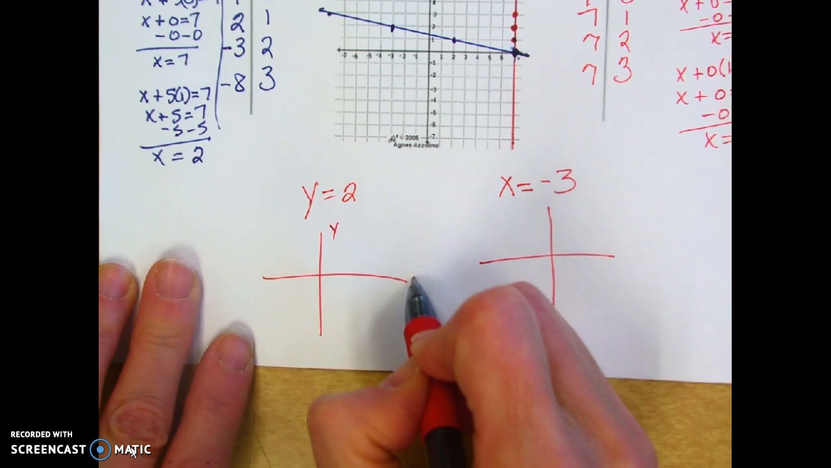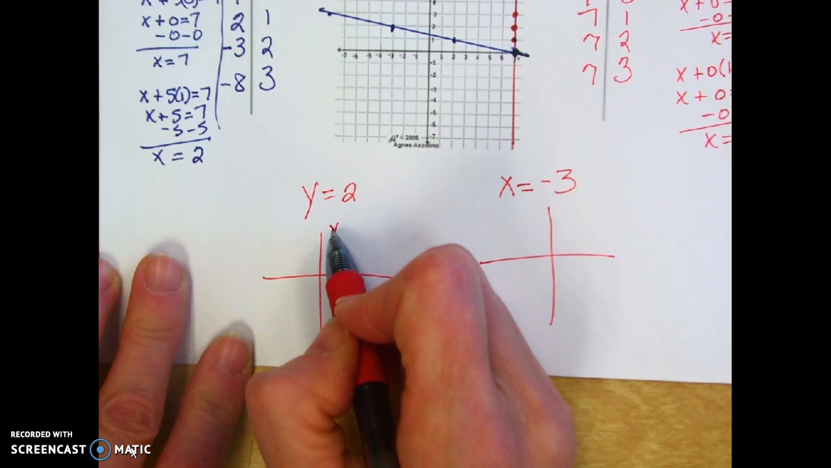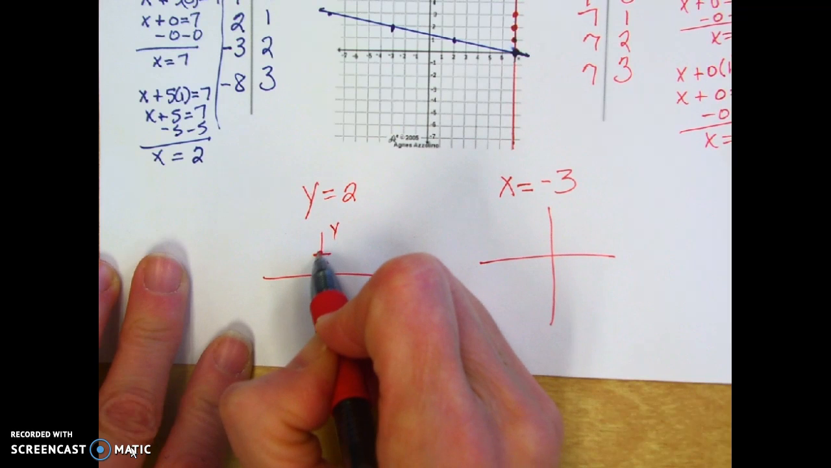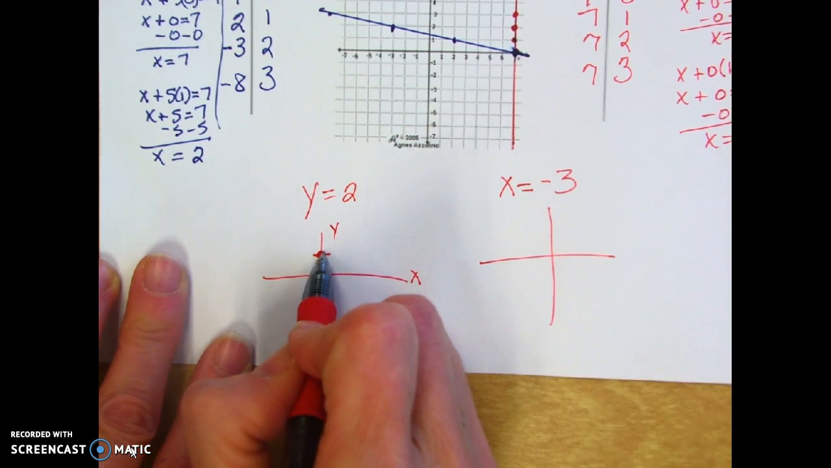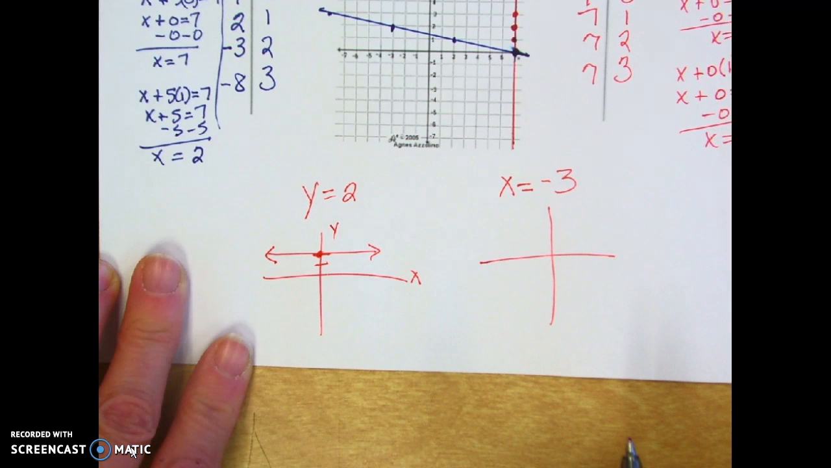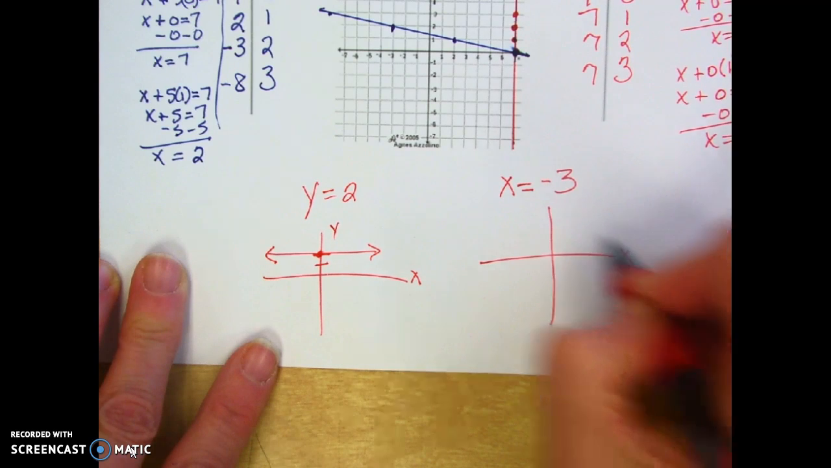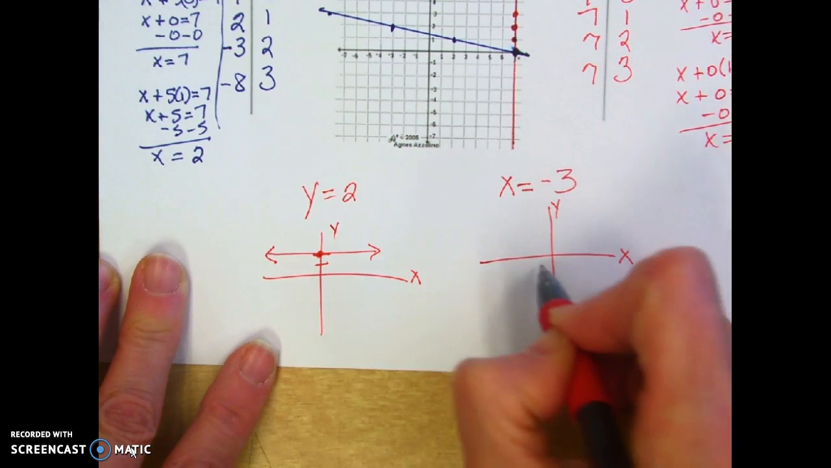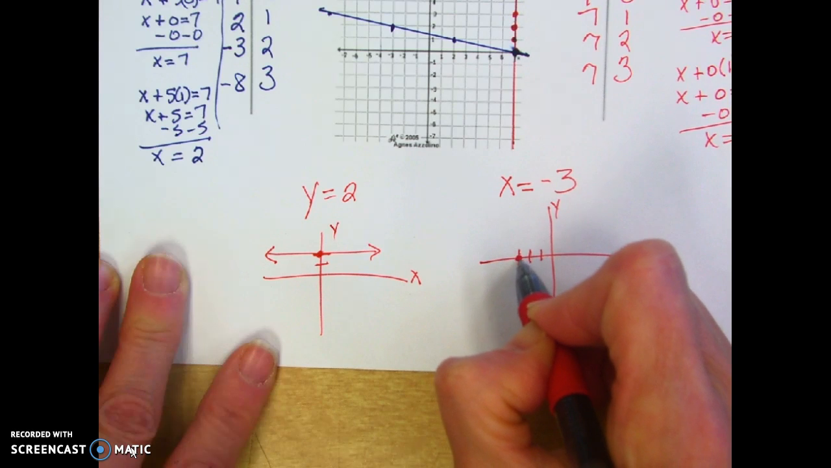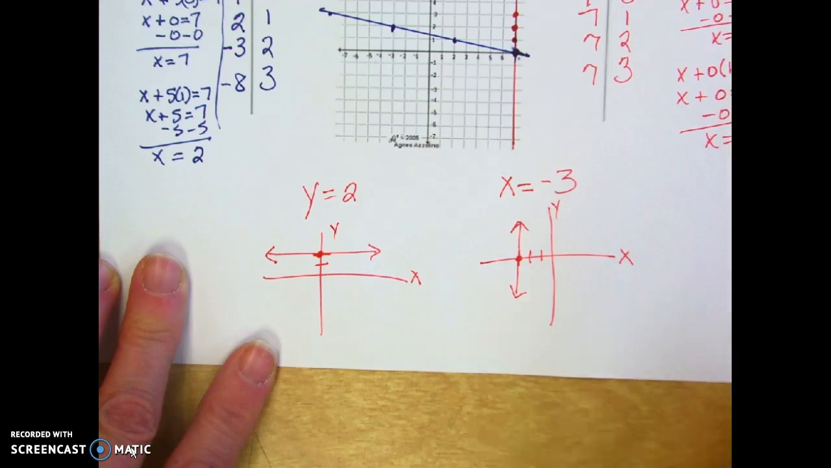Okay, here's my y-axis, here's my x-axis. If I want to graph y equals 2, then I'm going to go on the y-axis to 2, and I'm going to cross the y-axis. There will be my line. Okay, I have a horizontal line. If I want to graph x equals -3, this is my x-axis. -3 would be right here. I want to cross the x-axis at that point, so this would be my vertical line that I get.